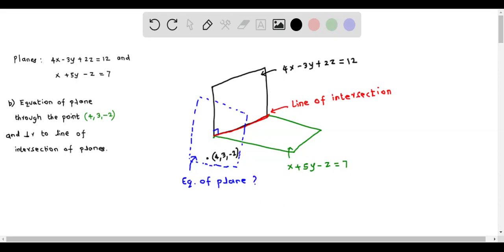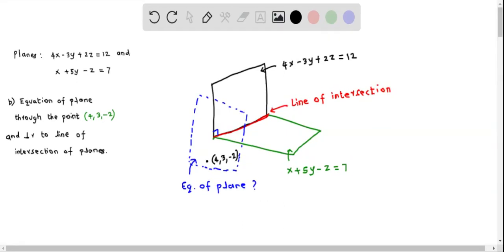Let's understand this problem diagrammatically. So here we have two planes. The first plane I have shown in black color, that is 4x minus 3y plus 2z equals 12. And there is another plane which I have shown in green color, that is x plus 5y minus z equals 7. And these two planes intersect, and when these two planes intersect, we see that there is a line formed. So this is basically the line of intersection.